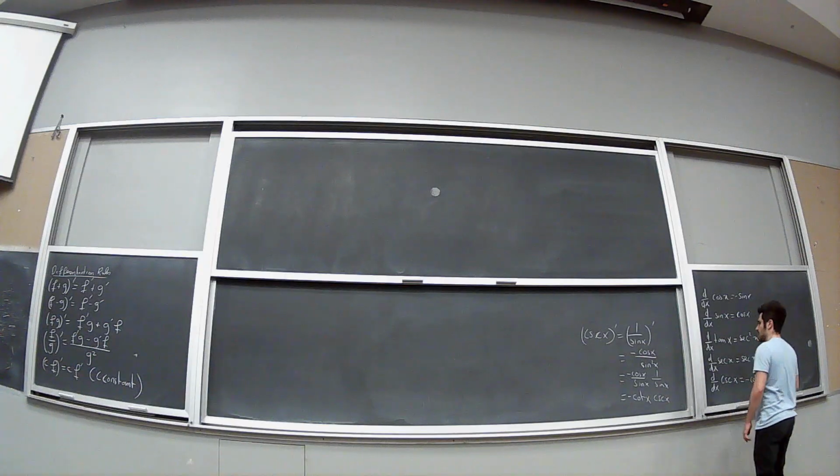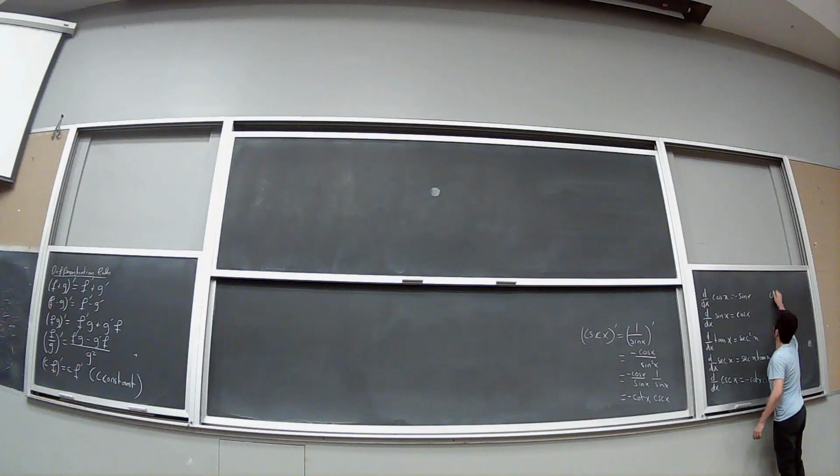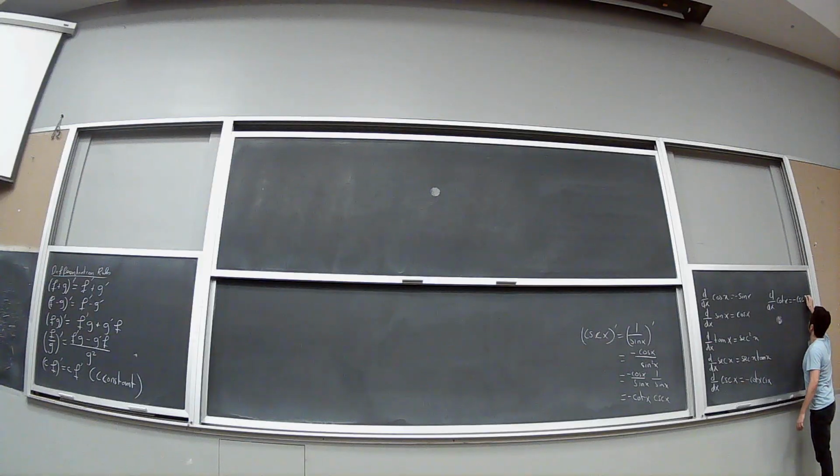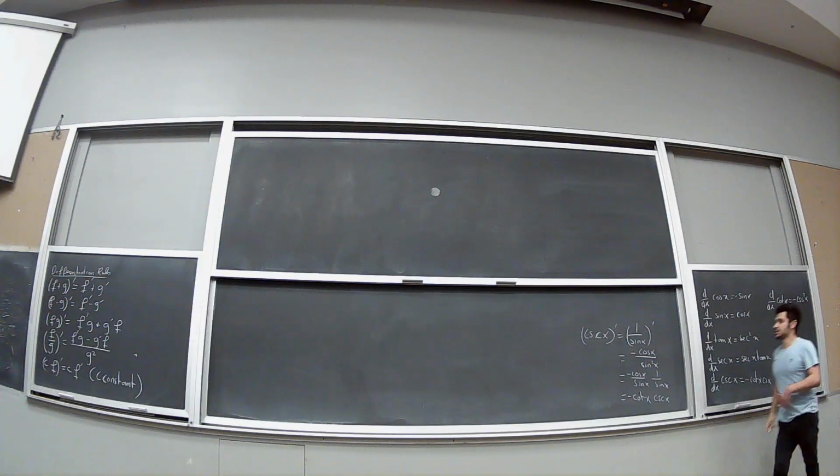Minus cot x cosecant x. And we did the derivative of cotangent. The derivative of cotangent is minus cosecant squared. Is that what we got? Yeah, we did that, right? d/dx of cotangent x is minus cosecant squared x.